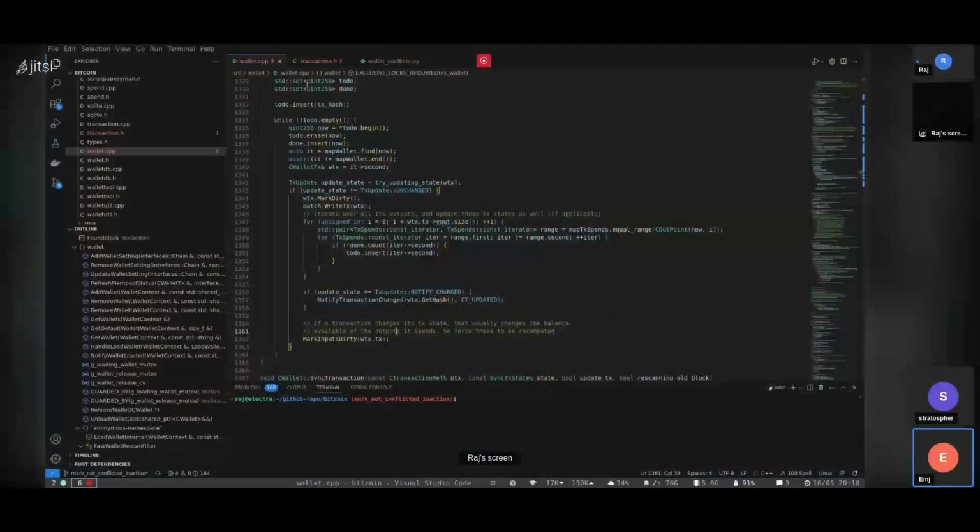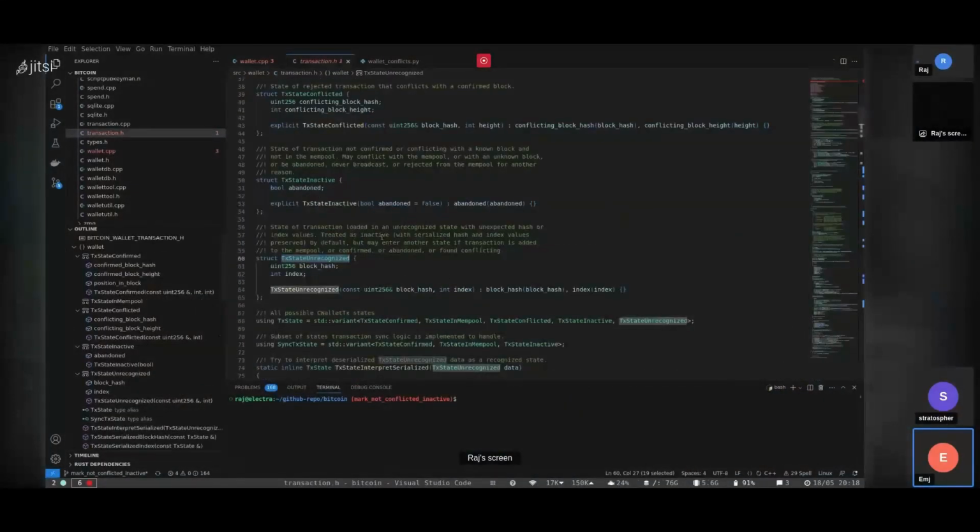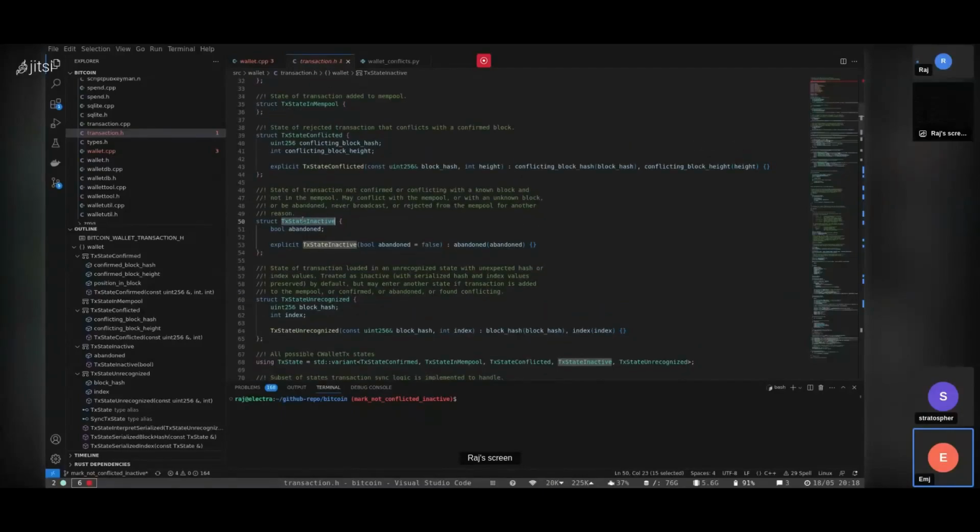So are inactive and abandoned the same? I think that is answered by this question with state. A state can be inactive without being abandoned. When a transaction state is inactive, it by default says abandoned equals false. And when abandoned equals false, then it will rebroadcast it again.